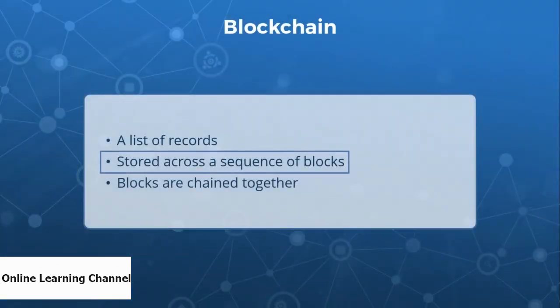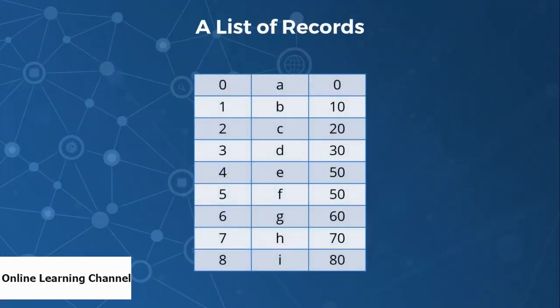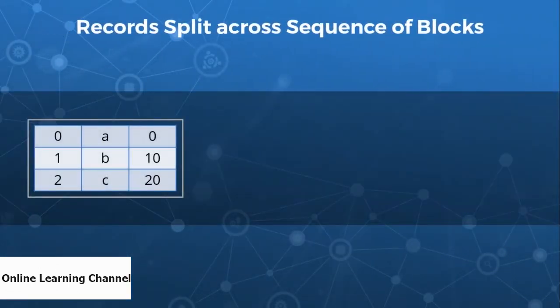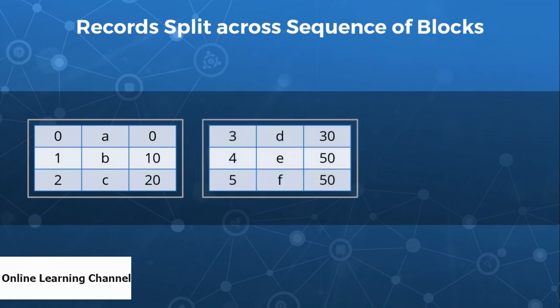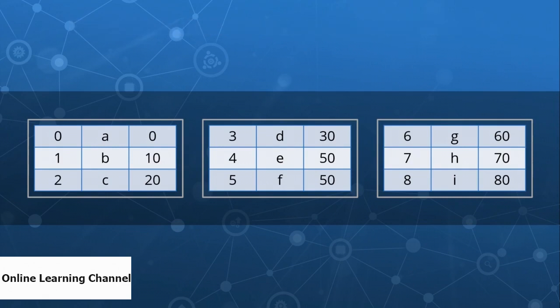So now that we have our list of records, we will now see how a blockchain will store this data across a sequence of blocks. So a single list of 9 records can potentially be broken up into 3 different blocks. So for example, the first block will include the first 3 records, a second block will include the next 3, and then of course the final 3 records in our list will be placed in a third block.